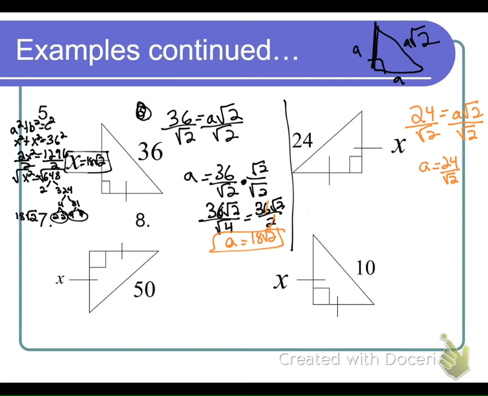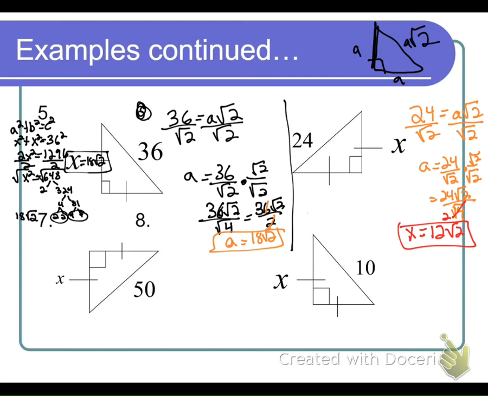Got to get that square root of 2 out of my denominator. What do I have to do? Multiply by square root of 2 over square root of 2. That's perfect. 24 square root of 2 over square root of 4, which breaks down to just be 2, because the square root of 4 is 2. How many times does 2 go into 24? 12 times. 12 square root of 2 is going to be my answer. X equals 12 square root of 2.